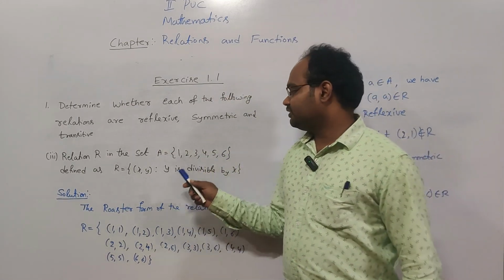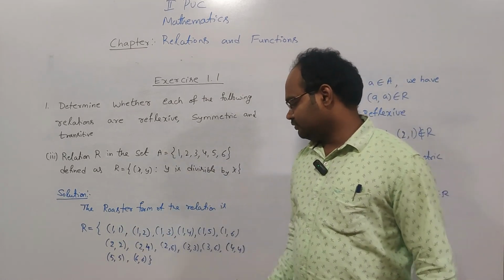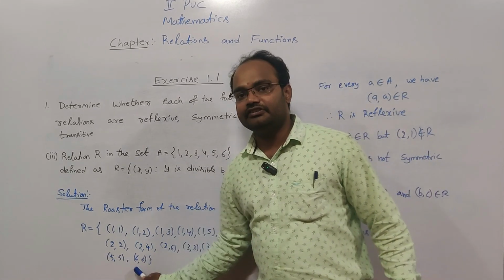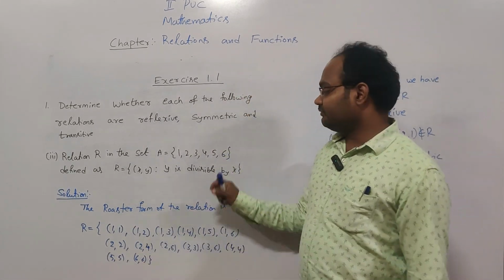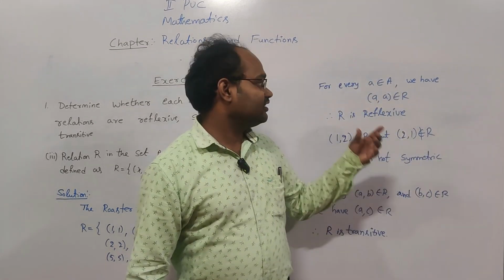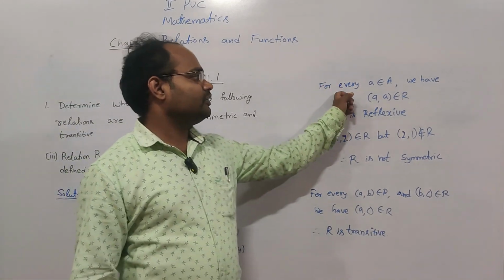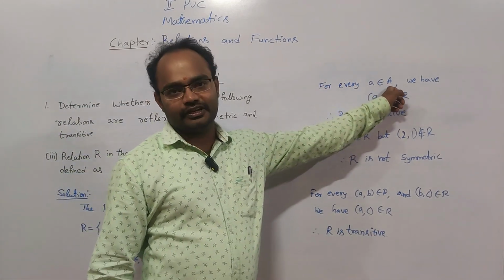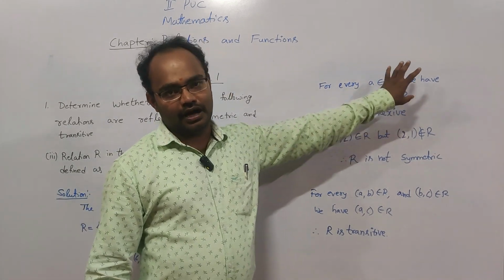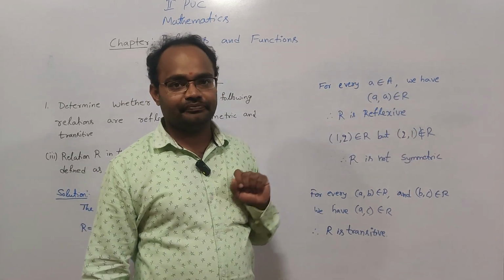So what we can observe, for every element 1 2 3 4 5 6 we have 1 1, then 2 2, 3 3, 4 4, 5 5, 6 6. So for every element we have (a, a) belongs to R. So it should be reflexive. So let us write it like this: for every element a belongs to A, we have the ordered pair (a, a) belongs to R. So therefore it is a reflexive relation.